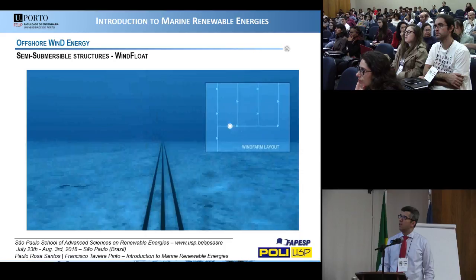So the demonstration project ran very well, and so very shortly a new installation will be done in Portugal nearby Viana do Castelo. This time not a single element, but a small park with three or four WindFloats.